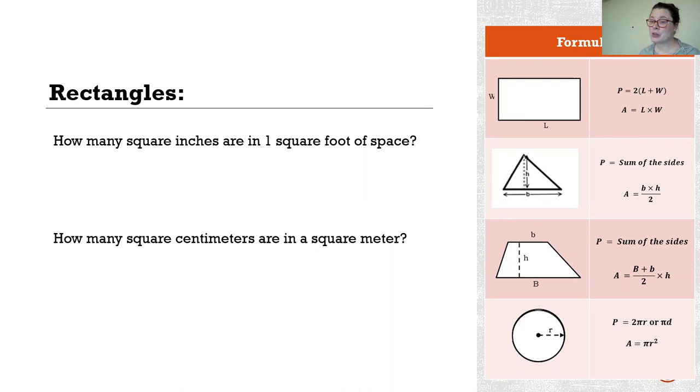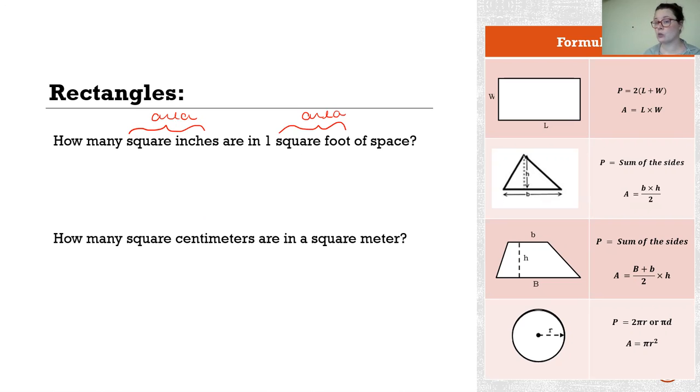So this is a perfect example of a type of question you could have. This is a question that I commonly like to ask on a test. It's a really good way of getting you to think about conversions with area. How many square inches are in 1 square foot of space? This question doesn't ask you to calculate area specifically. The word area isn't in the question, but we know it's area because we see square inches. So that's a key word to watch for. Again, we have square feet here, so that means we're talking about area. So watching for those key words will help you out.